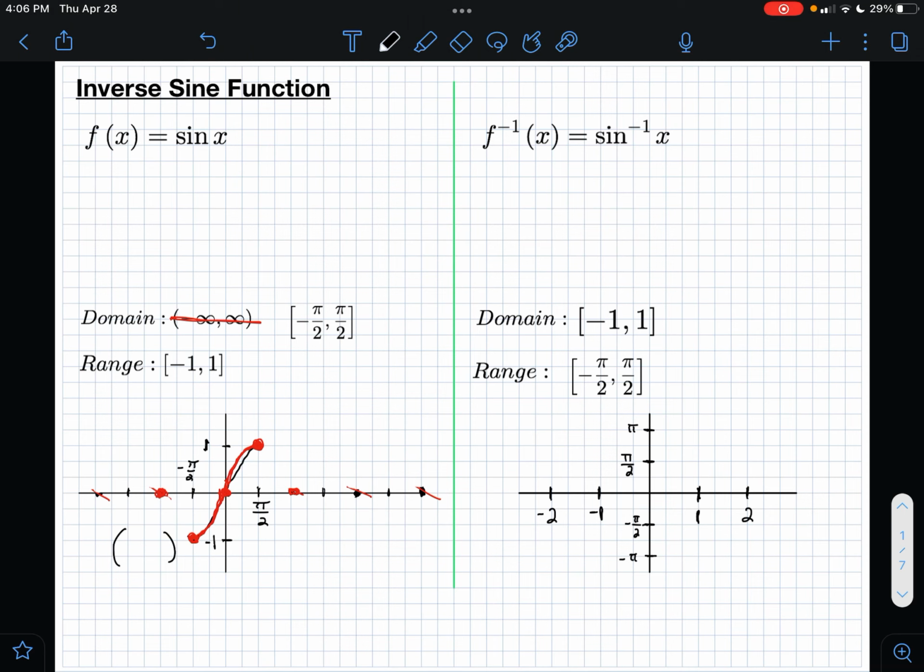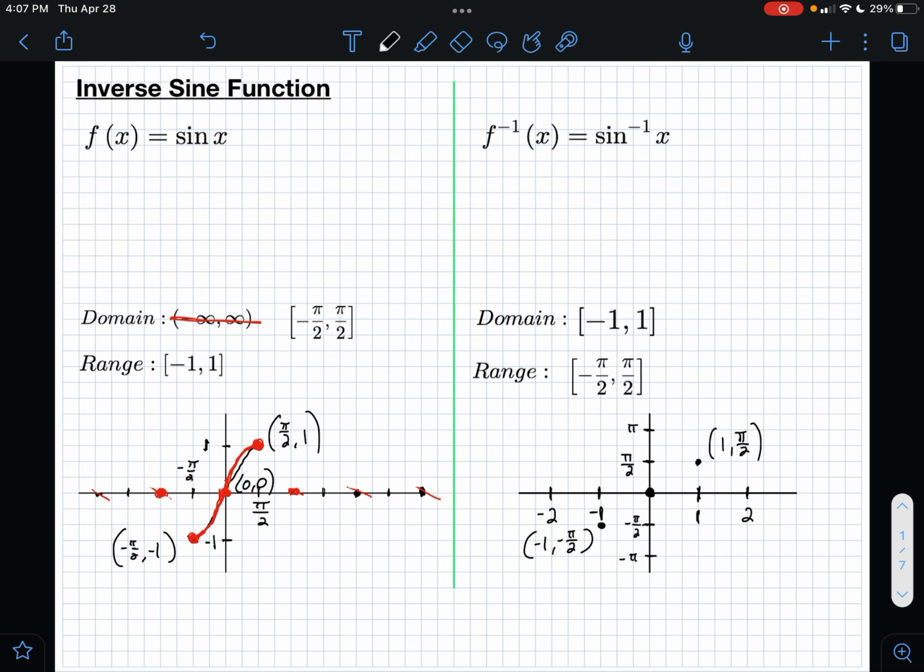Here we have the endpoint, -π/2, -1. That would have to switch and become -1, -π/2. Likewise, this endpoint, which is at π/2, 1, would have to switch the x and y's and become 1, π/2. In between, the only other nice point we have here is the origin 0, 0, and if we switch 0 and 0, we still get 0 and 0.